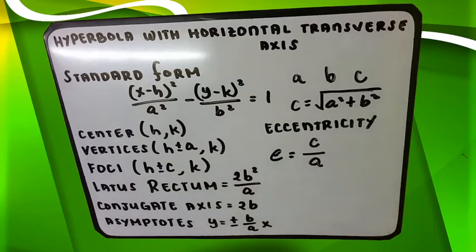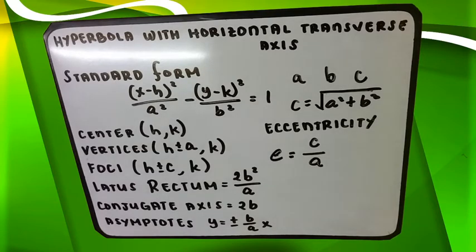Last meeting, we discussed the different parts of a hyperbola in terms of its graph. So today, idi-discuss naman natin kung how to compute or how to find the coordinates of the center, the vertices, the foci, how to compute the length of the latus rectum, the length of the conjugate axis and its coordinates of the endpoints, and then how to find the equation of the asymptotes and how to compute the eccentricity.